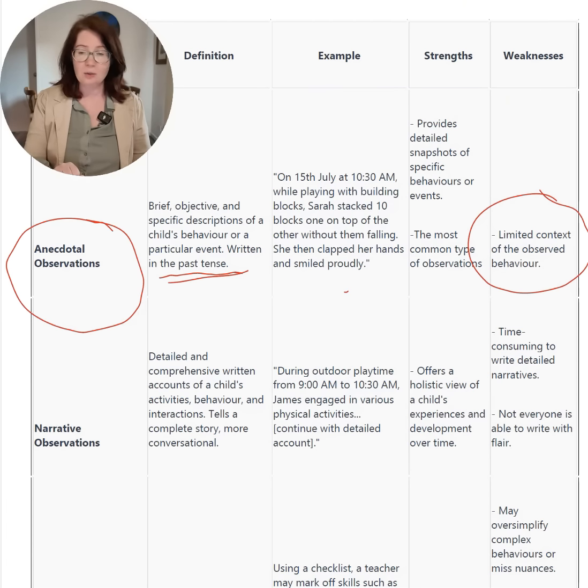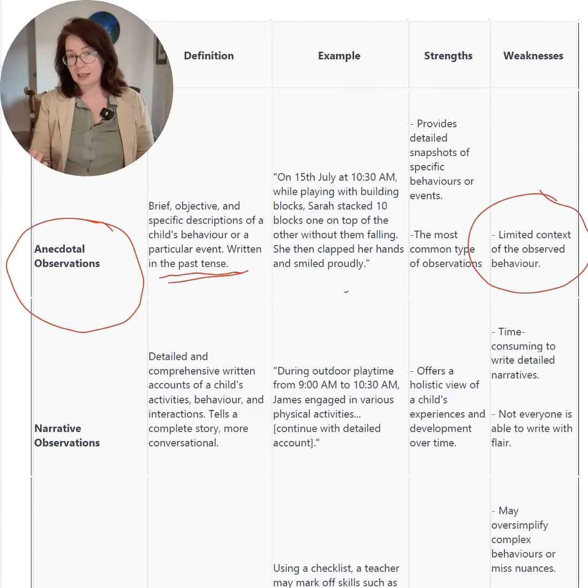What they know and what they can do, focusing on skills and dispositions. I'd say that anecdotal observations do focus on skills and knowledge, but they are not really focusing on dispositions. For that, we have learning stories. Physical health. Yes, they do assess physical health. It really is a lens.